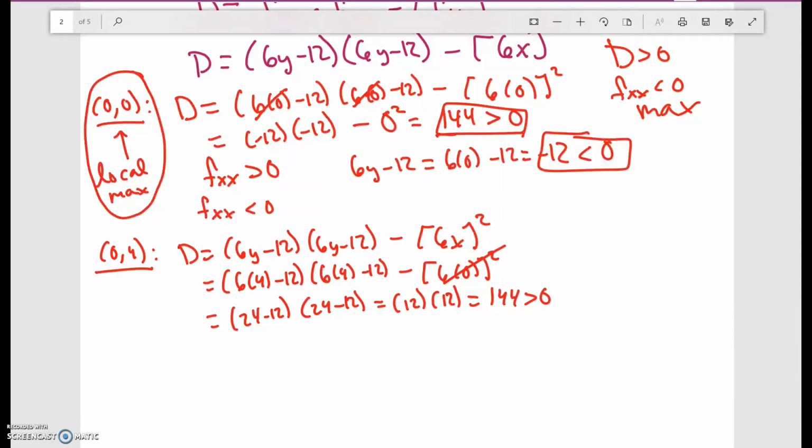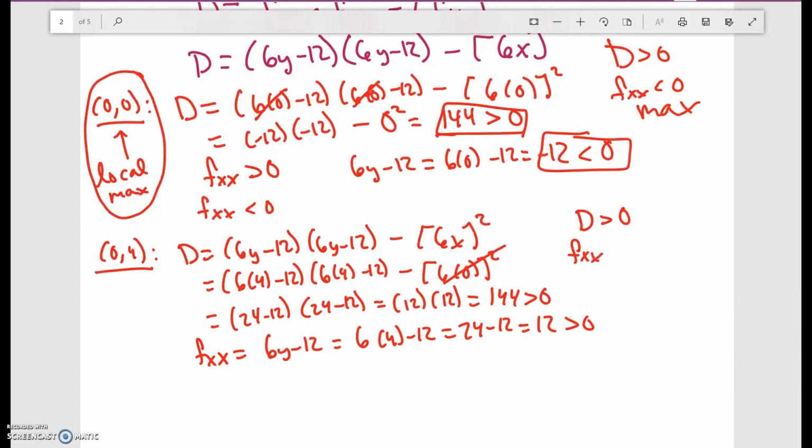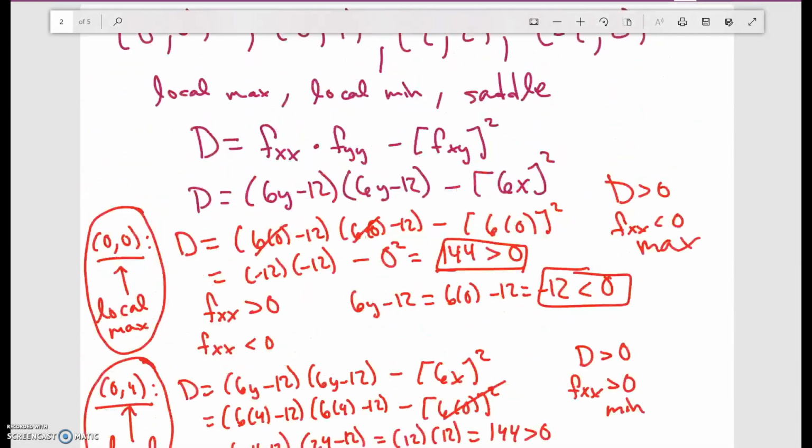Okay, now we've got to check the second derivative since this is positive. So f sub xx is equal to 6y minus 12. Let's see what that is. When we plug in y, I'm going to get 24 minus 12, which gives me 12. 12 in this case is positive. So when D is positive and the second derivative is also positive, what we have is a minimum. So this point is going to be a local min. Okay, we're almost done.